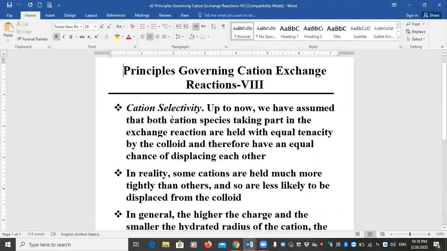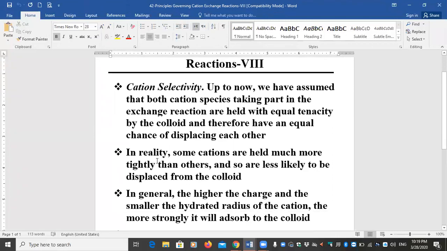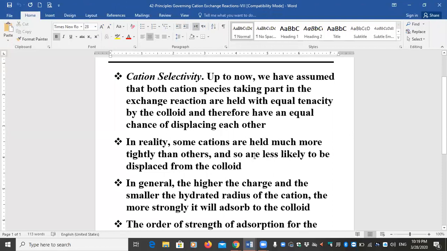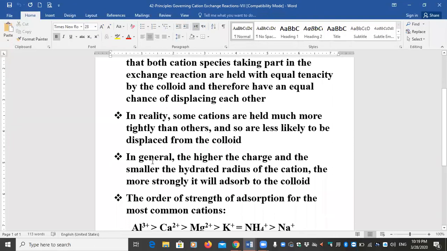Some of them are held stronger than others. So that's what's meant by the cation selectivity. Not all of them are adsorbed by the same force. In reality, some cations are held much more tightly than others, and so are less likely to be displaced from the colloids. If they are adsorbed more strongly, it will not be easy to replace them by others. In general, how is this explained and why? What are the reasons for these differences?